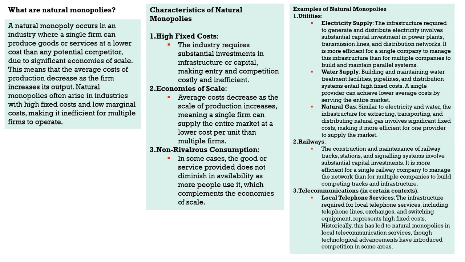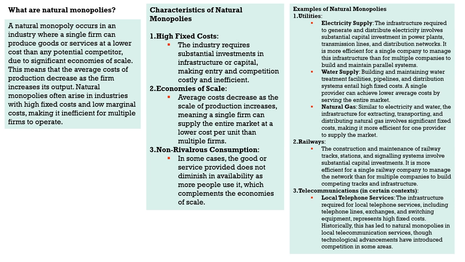Therefore, very heavy industries, for example, public utilities, railways, etc., are more or less very close to the concept of natural monopolies, which requires, in most countries, heavy intervention of the government in these sectors. So, what are the characteristics of natural monopolies? Mainly three. One is very, very high fixed costs. This industry requires substantial investments in infrastructure or capital, making entry and competition costly and inefficient, and therefore it discourages private players from entering these industries.